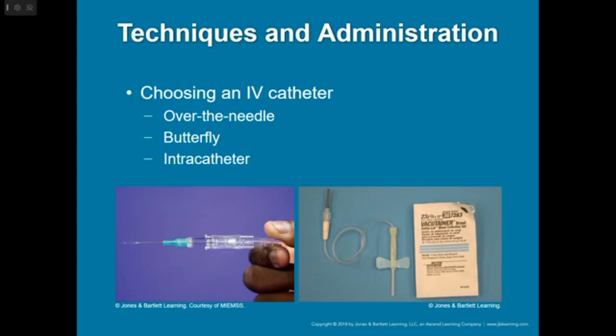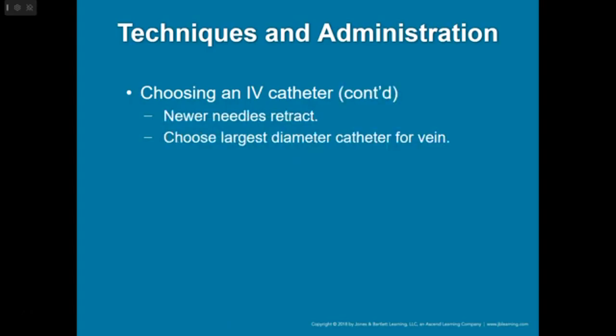So they can still bend and everything. Whereas with the butterfly needle, that needle is staying inside the vein there. So there's a higher risk of them moving around and actually puncturing all the way through that vein. Newer needles retract. Depends on where you work, what system you're in. You might have the auto retract, you might not.